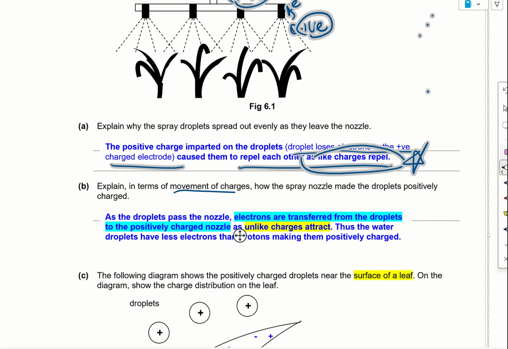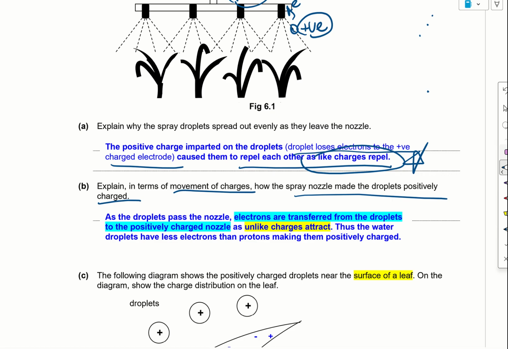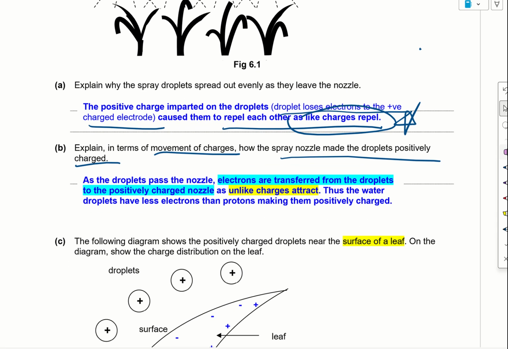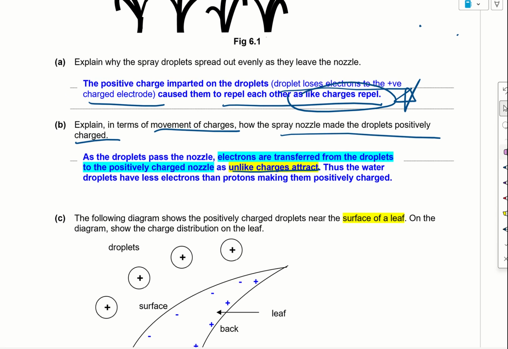Explain in terms of movement of charges how the spray nozzle made the droplets positively charged. As the droplets pass the nozzle, electrons are transferred from droplets to the positively charged nozzle. So even though the water droplets are not conductors, the surface electrons will actually be transferred to the nozzle. As unlike charges attract, therefore the water droplets have fewer electrons than protons, making them positively charged. So this one will maybe be a 2-mark question.